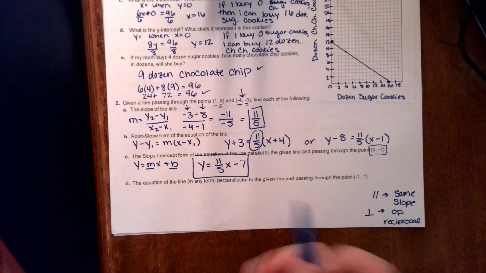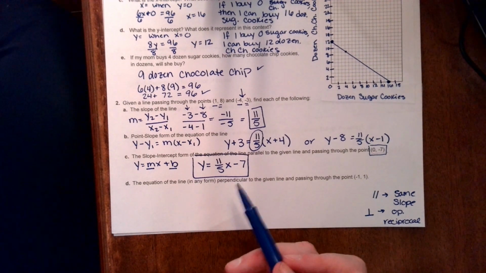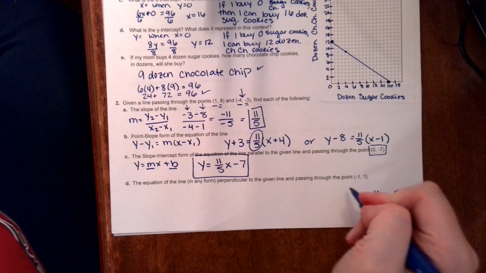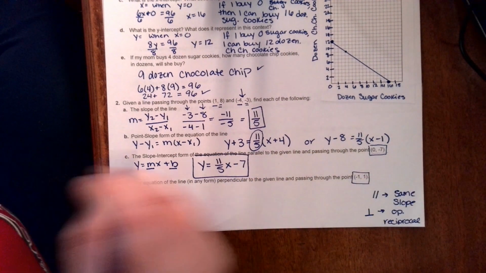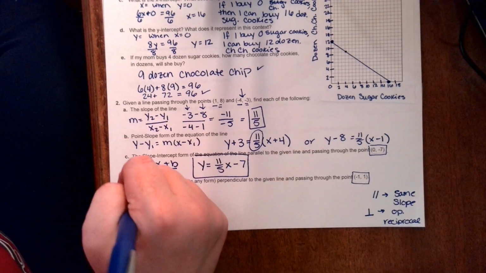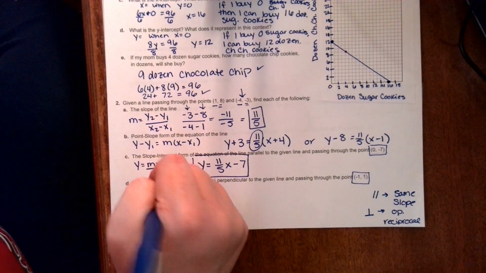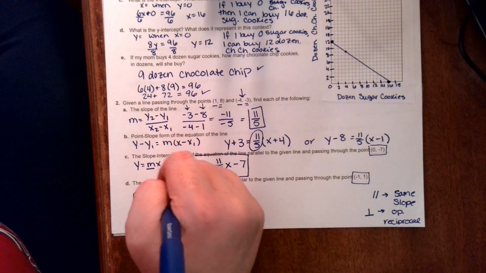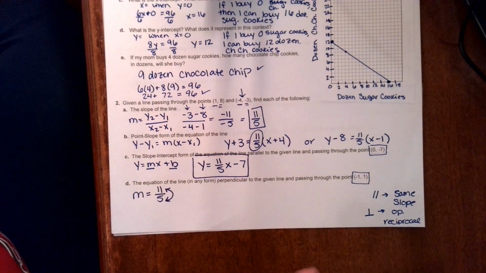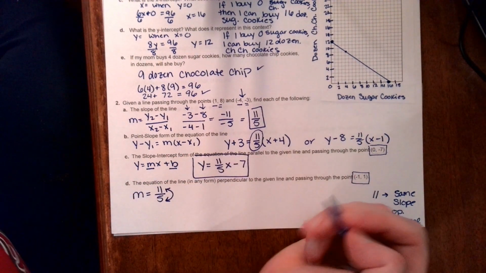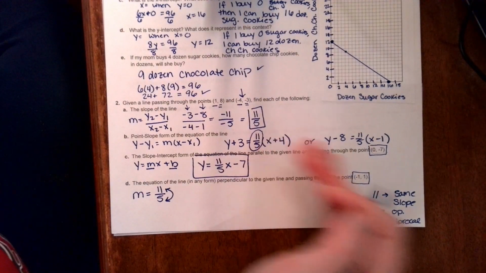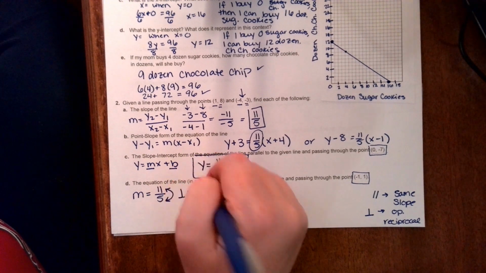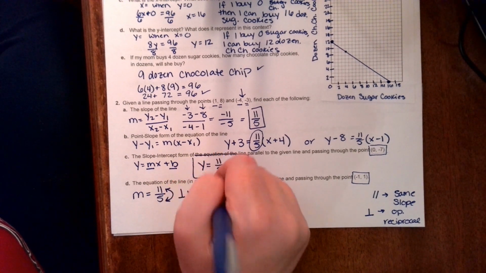Okay, so then D, we want the equation of a line in any form perpendicular to this line and then passing through this point. So perpendicular, our slope is what's important, is opposite reciprocal. So right now our slope is 11/5. If I want the opposite reciprocal, well, reciprocal means we flip the fraction, we do 5/11, and opposite means we change from positive to negative or from negative to positive. So our perpendicular slope is going to be -5/11.